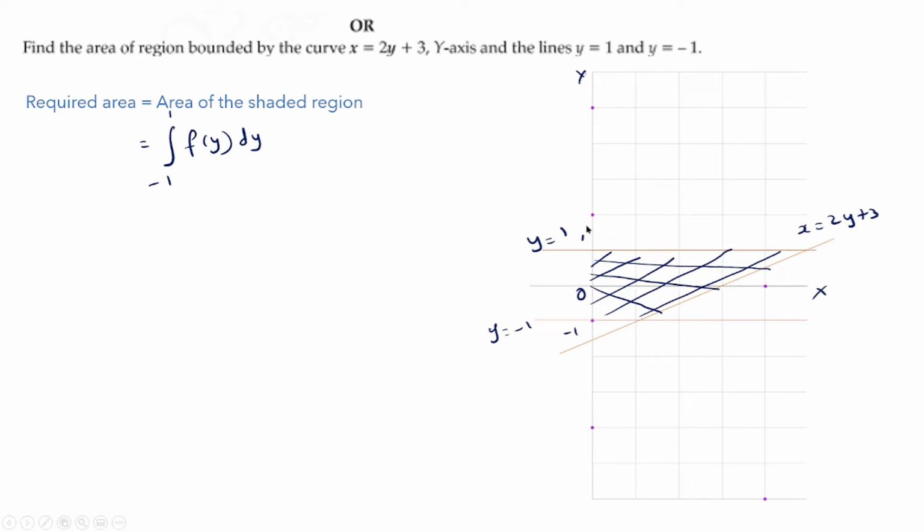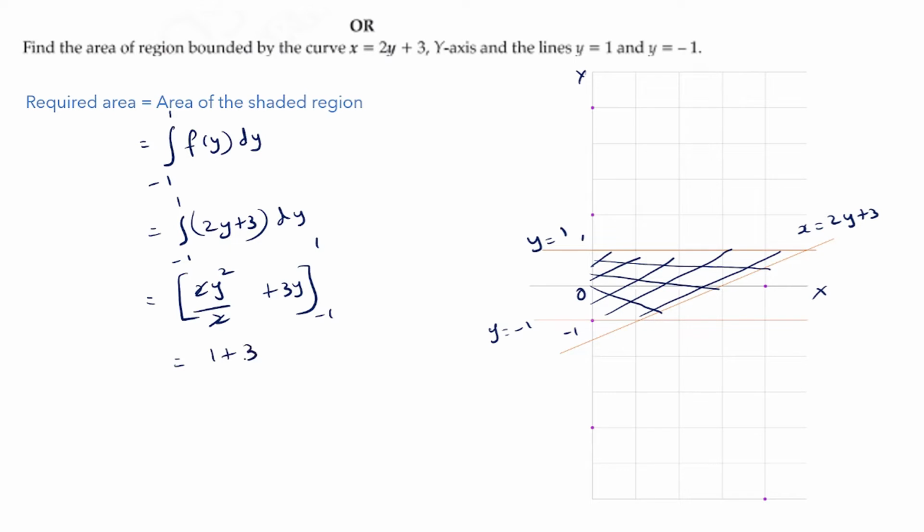It is the integral from minus 1 to 1 of this curve, 2y plus 3 dy. Now this is very easy. We know how to integrate this. If we integrate and substitute the limits, we will get the answer. So it is y square plus 3y from the limits minus 1 to 1. So it is 1 plus 3 minus 1. Minus of minus 3 is plus 3. So the required area is 3 plus 3 equal to 6 square units.